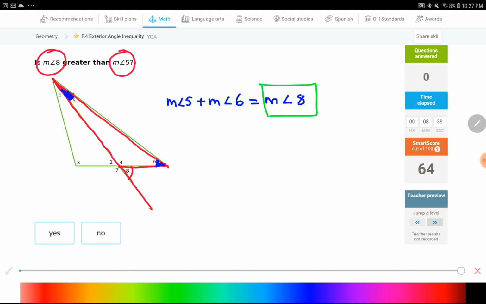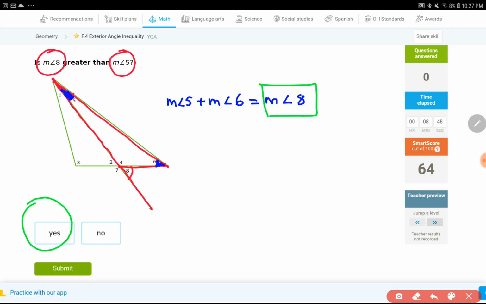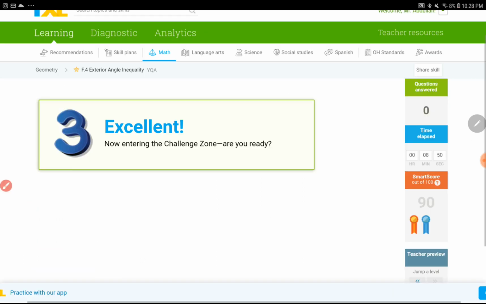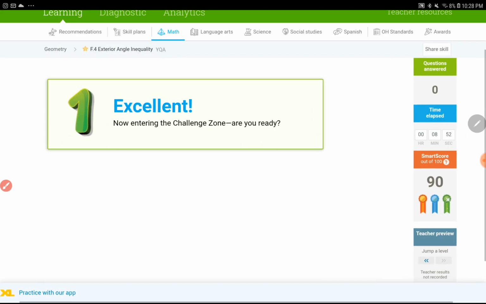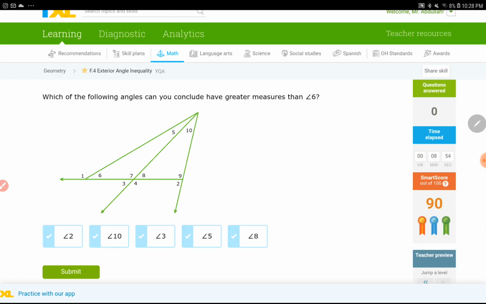So let's get back to our question. It was, is angle 8 greater than angle 5? So this would be a yes. Let's see if the next level is any different. That's 90 band, so I'm not gonna solve those questions, but this is a good example, so I just want to do this one real quick.